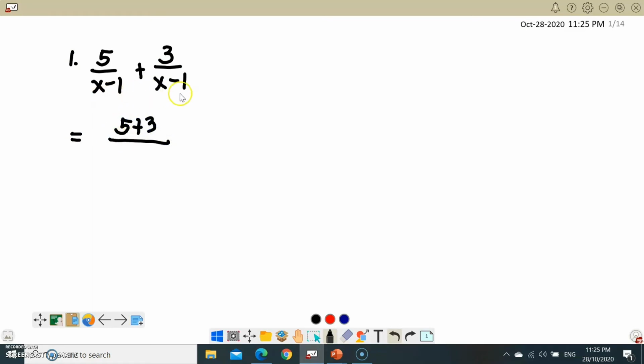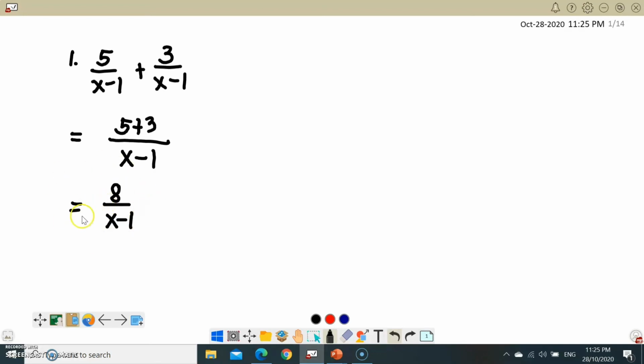Let us apply the same process with addition and subtraction of rational algebraic expressions. Say for example, we have here 5 over x minus 1 plus 3 over x minus 1. So we add the numerators. We have here 5 plus 3 over, copy the common denominator, x minus 1. 5 plus 3 is equal to 8 over x minus 1.